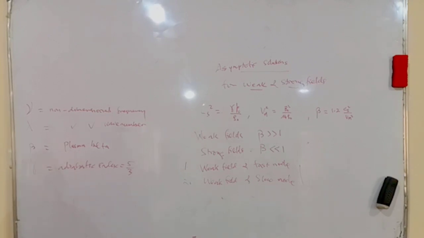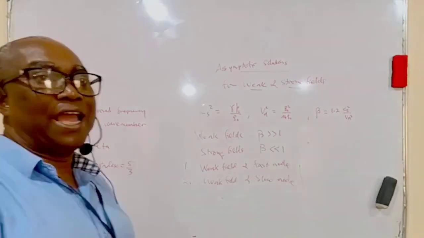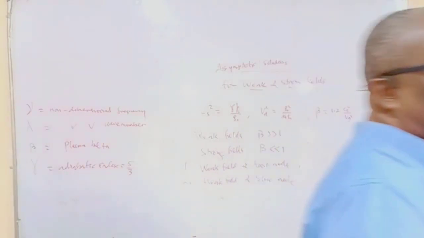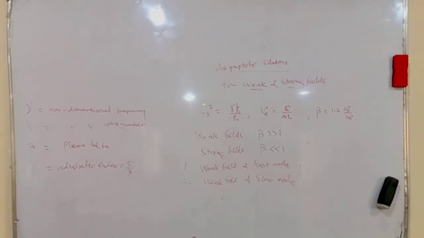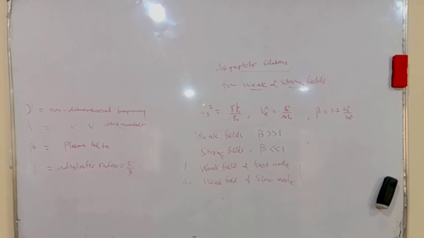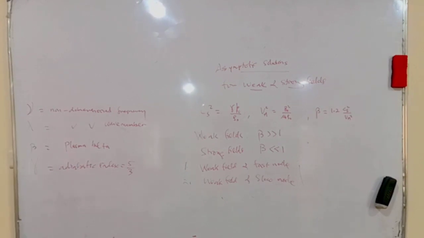Asymptotic solutions of MAG waves in the solar atmosphere. After, we'll tell you what it is. Asymptotic solutions of MAG waves in the solar atmosphere. You see, another paper has come up. So as we are going, things are coming up.